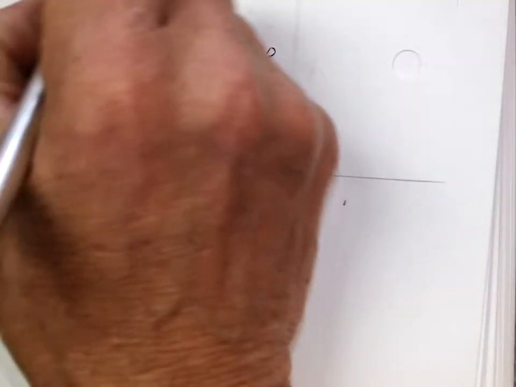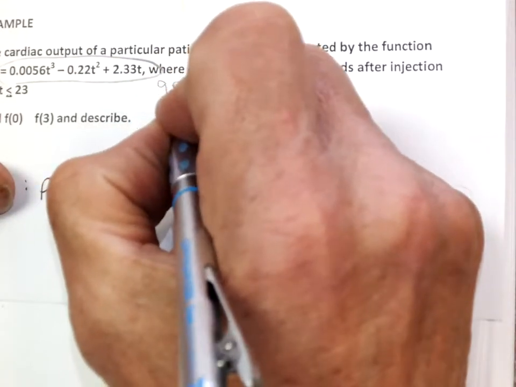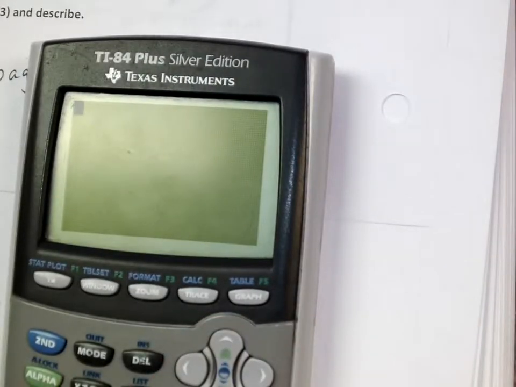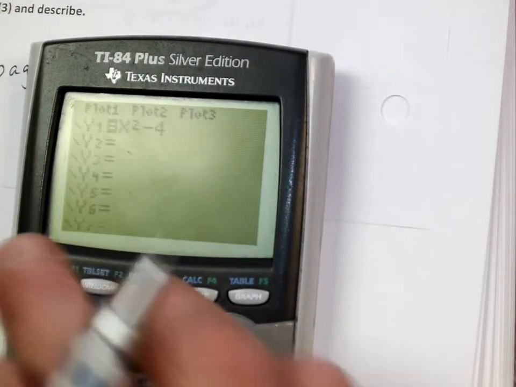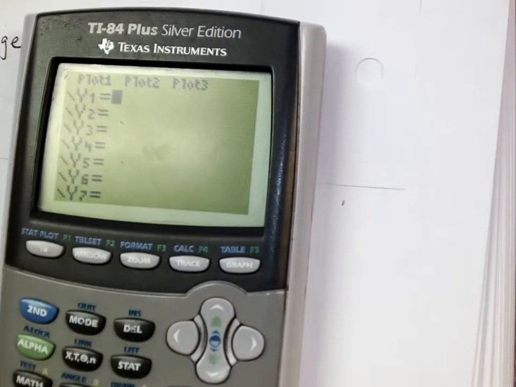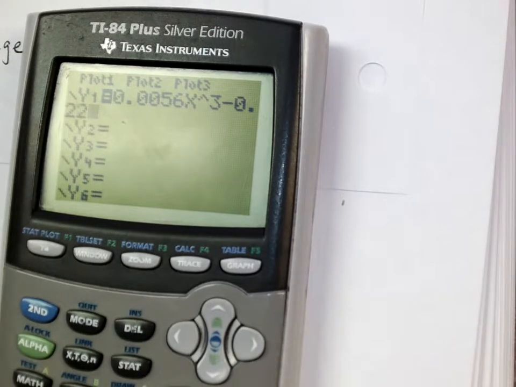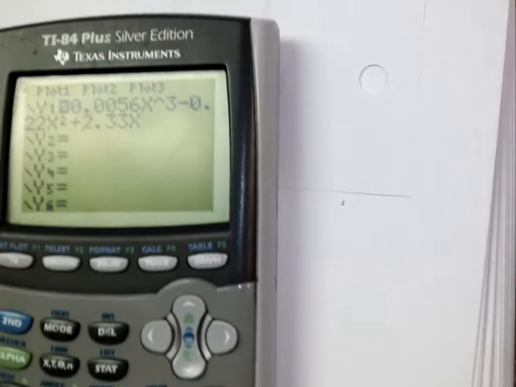Do you guys know how to graph this? How are you going to graph that? You use the calculator. So let's put it in. On y equals, clear, 0.1256x to the third power, because you don't have a t, minus 0.22x squared, plus 2.33x. I put that in and graph it.